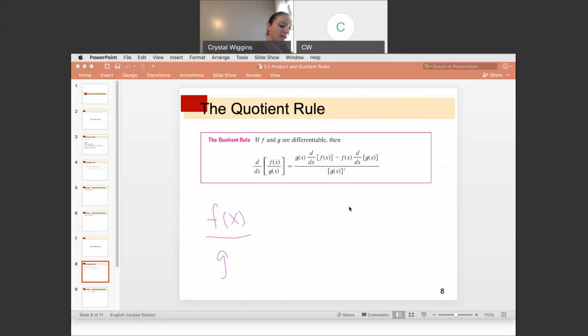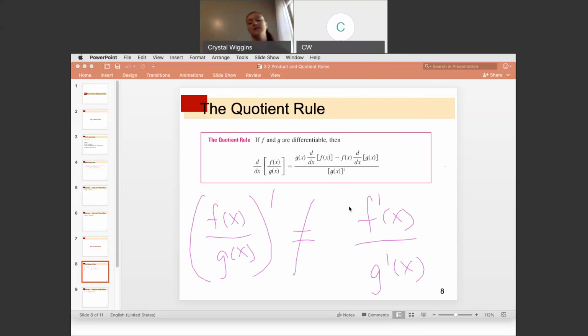divided by a function and trying to take the derivative, it is not equal to the derivative of the top divided by the derivative of the bottom. So that is not the case either. Again, we only get to separate and take individual derivatives and put them together if it's addition or subtraction. So we need to follow this crazy looking rule.